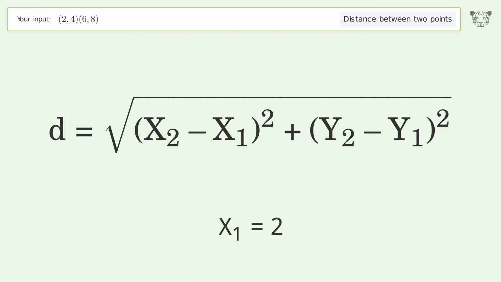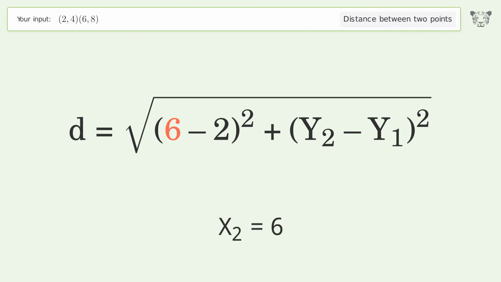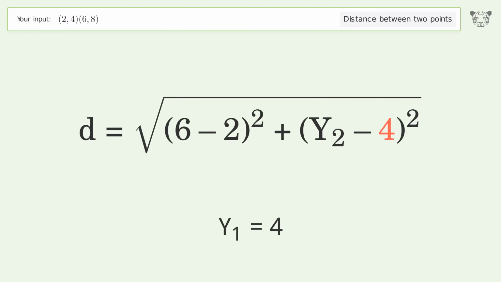x1 equals 2. x2 equals 6. y1 equals 4. y2 equals 8.